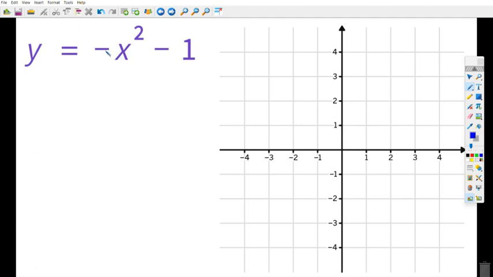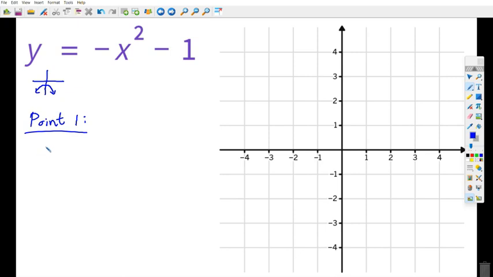So again, I'm going to visualize. Is it above, completely below, or is it touching once? Tell me quickly. It's completely below. Very good. So it's going to look something like this. Completely below. My turning point is at negative 1, and it's a negative, frowny face. So I'm going to pick points.